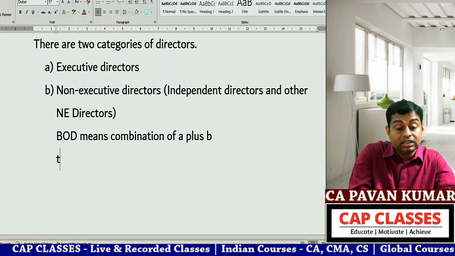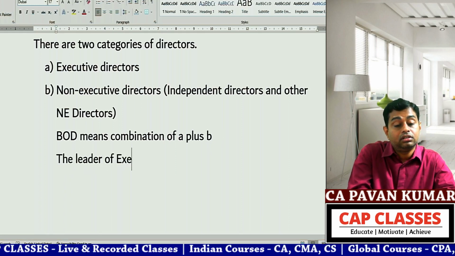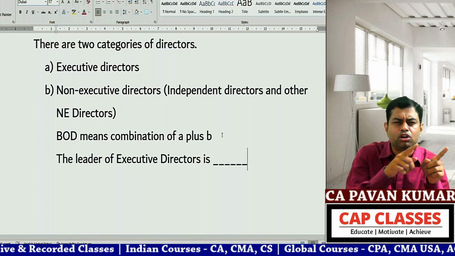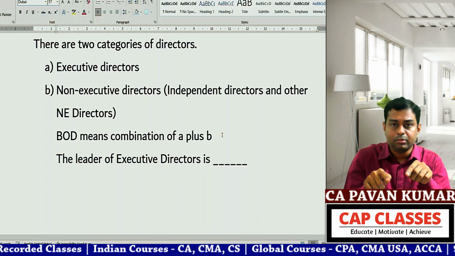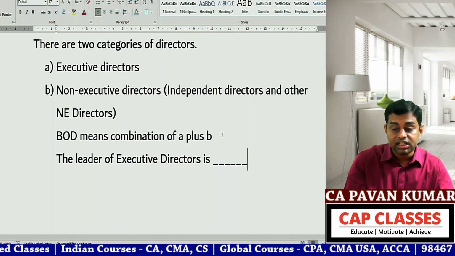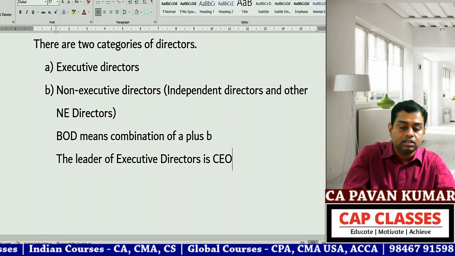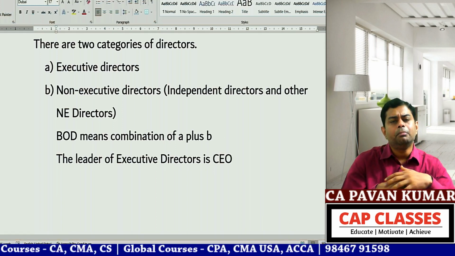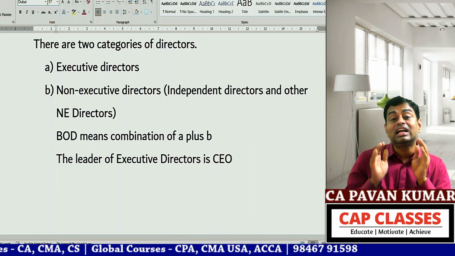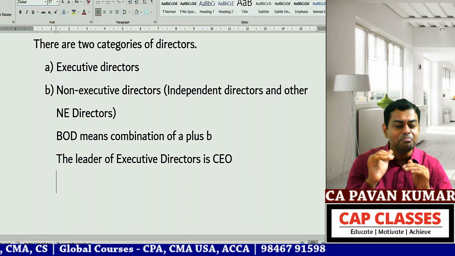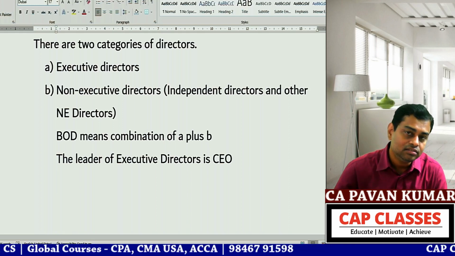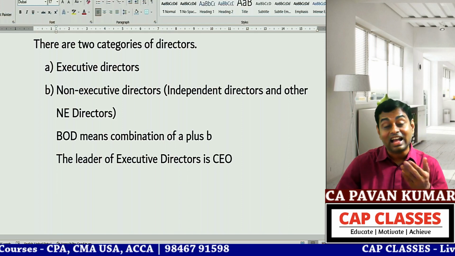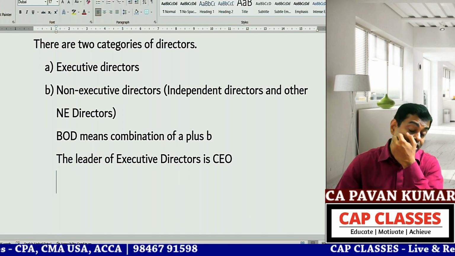Now, the leader of executive directors is dash. You tell me. We are discussing audit committee and corporate governance here. Okay, but still it is relevant. The leader of executive directors is the CEO, Chief Executive Officer. The Chief Executive Officer is actually an employee of the company and the biggest clerk. CEO is a clerk, the biggest clerk. The CEO can be, or rather must be, an employee of the company. Full-time director.